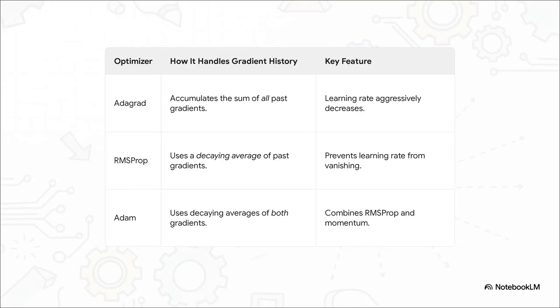It all started with Adagrad, which, remember, just kept adding up all past gradients, causing that learning rate to just vanish. Then came RMSProp, which basically said, hey, what if we used a decaying average? Let's pay more attention to recent history. That stopped the learning rate from dying out. And finally, that brings us to Adam, the optimizer most of us use today. It took the best of RMSProp and added momentum into the mix, giving us the best of both worlds.